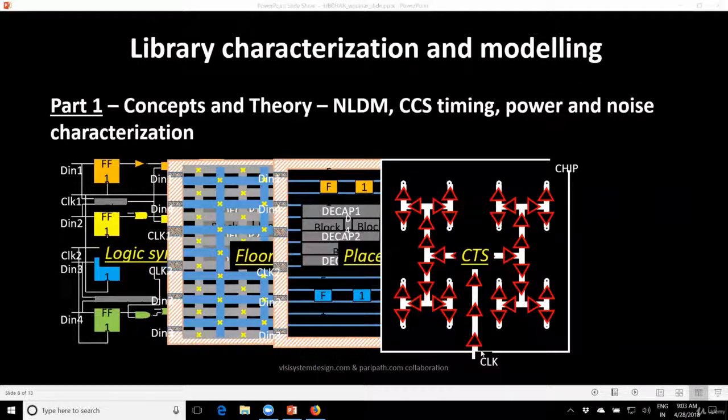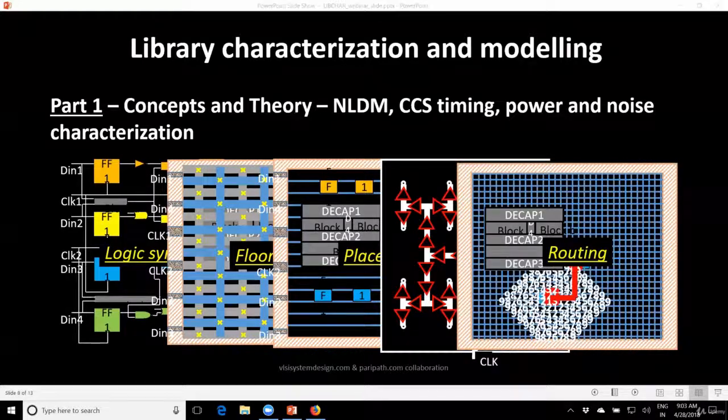So basically, the clock, if it is coming from this port, has to be routed, and it has to reach each and every flop and point, and it has to go through some set of buffers. So there is some amount of clock tree synthesis that happens in the next stage. And after clock tree synthesis, we actually route the entire chip.